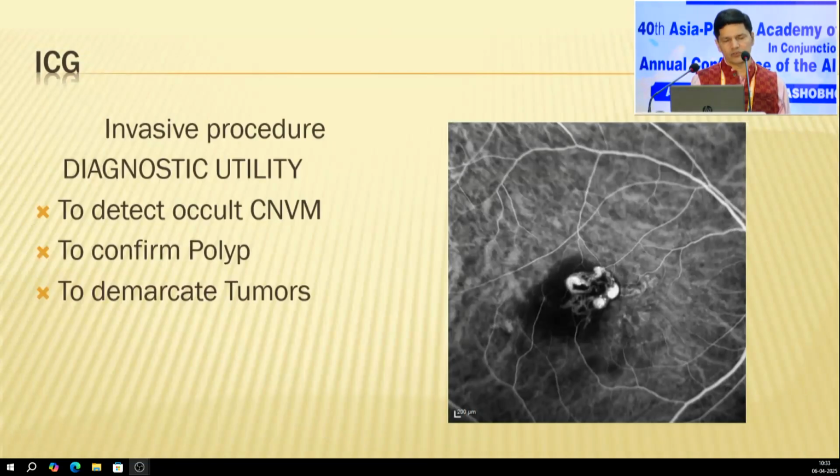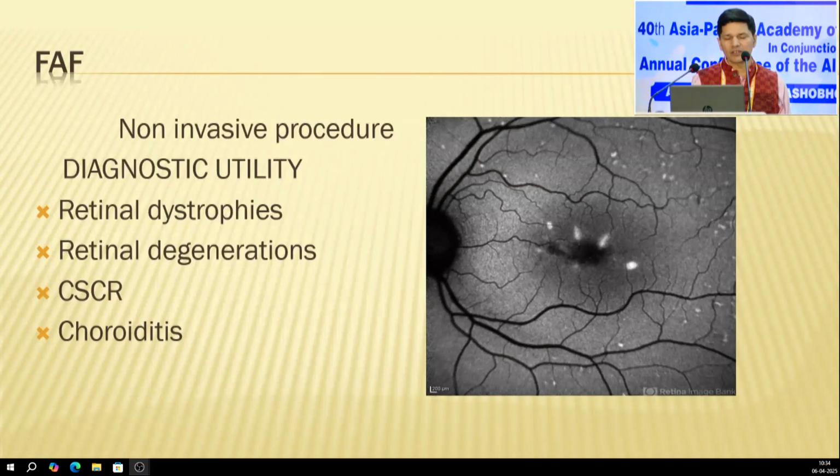ICG is useful in a few peculiar situations, like to detect occult CNVM, to confirm polyps, and to demarcate tumors. But again, this is an invasive procedure and not commonly available at many centers. Then there is fundus autofluorescence, a non-invasive procedure, but of very useful value in certain conditions like retinal dystrophies and retinal degenerations, CSR, and choroiditis. And this instrument makes use of your lipofuscin pigment, and can make out many useful diagnoses which cannot be diagnosed with other equipment.